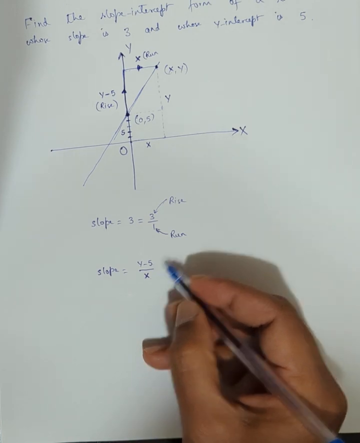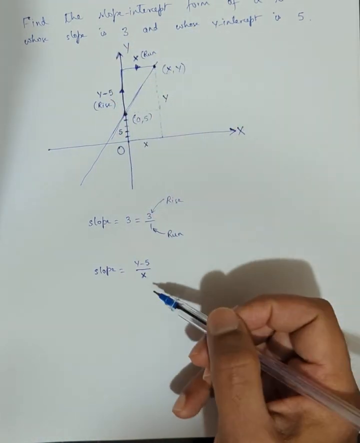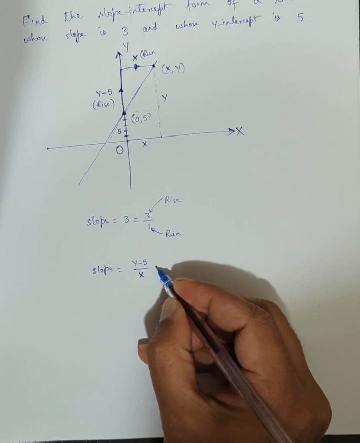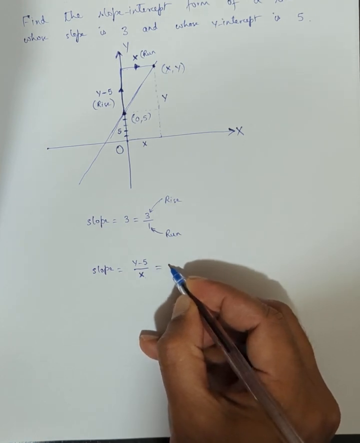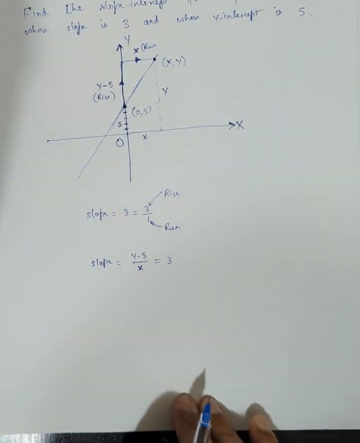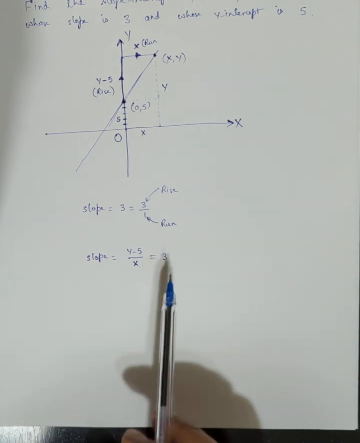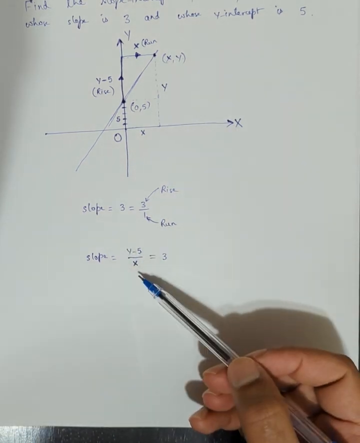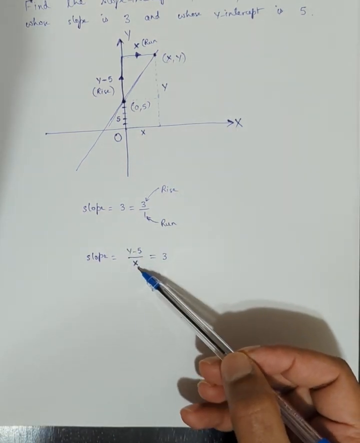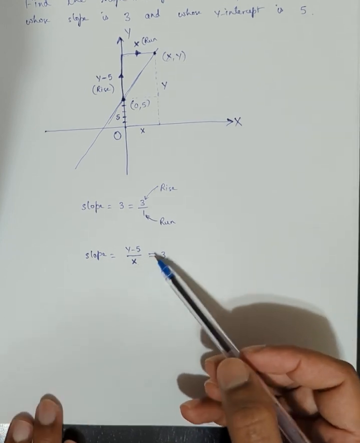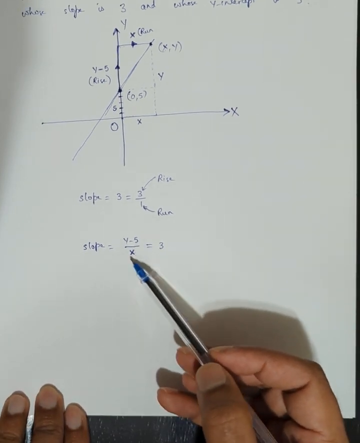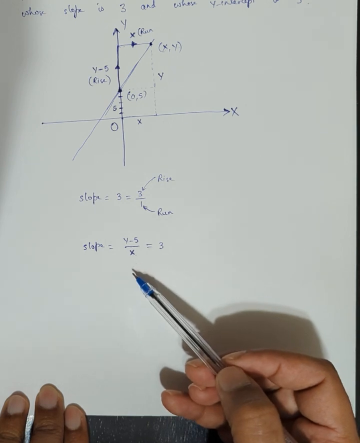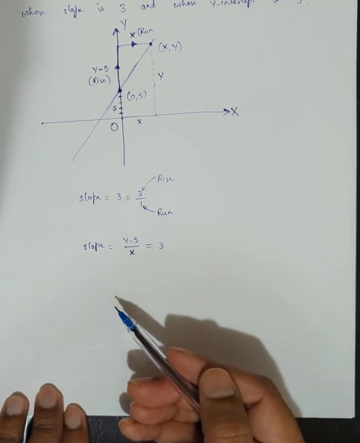Now, I'm also told that the slope is 3. So this ratio must be equal to 3. So this is the equation that relates the x and y: y minus 5 over x equals 3. But this equation has a numerator and a denominator. Usually we don't like that.